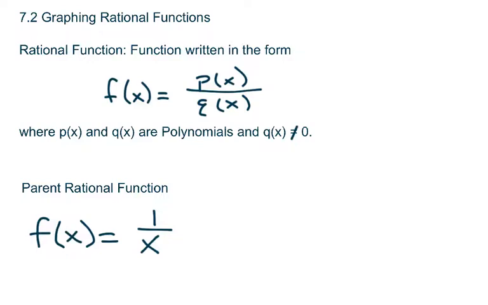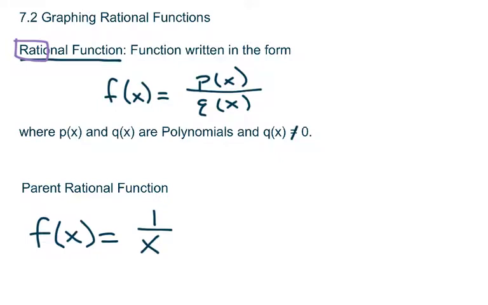Section 7.2, graphing rational functions. Going to start with a vocabulary term, rational function. Rational, the first 5 letters of rational spell out the word ratio, and the way we usually write ratios is with fractions. So we're going to be dealing with functions that have fractions.